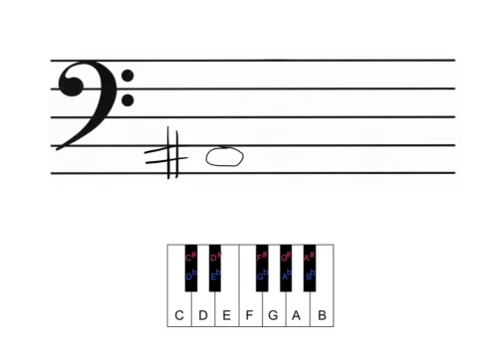And one more, here we have an A sharp. We find A sharp on our keyboard, which is here, and you see it's also a B flat. So we draw a B, and we draw the flat. That's it.